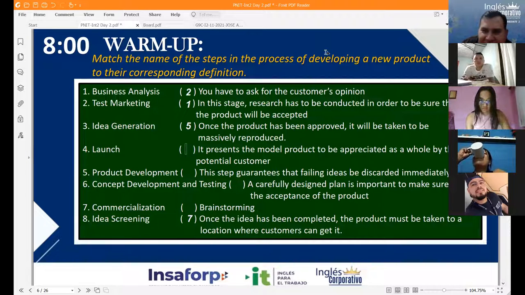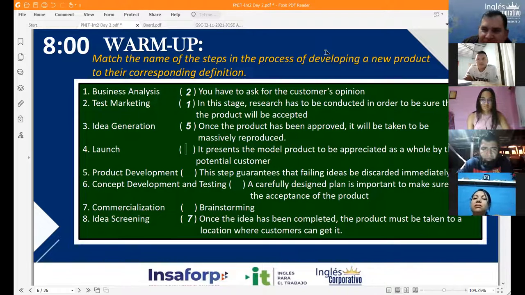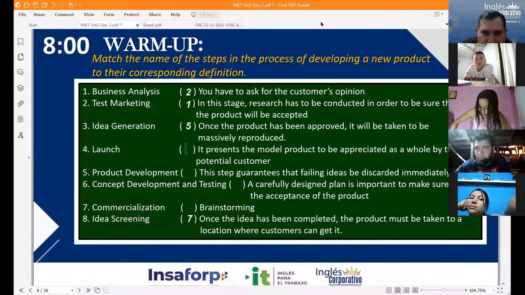This is number 2, right? No, no. You remember that this is where a limited number of items is sold and the customers test it. And if they like it and they accept it, the product is developed. I mean, you sell more, you develop more. What do you think? Ideas?